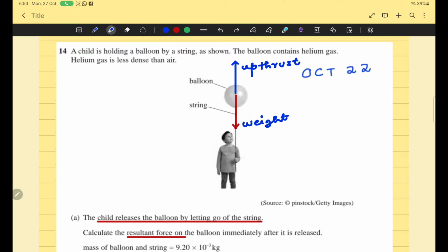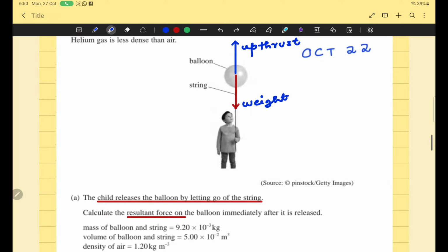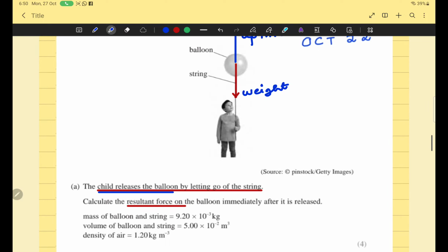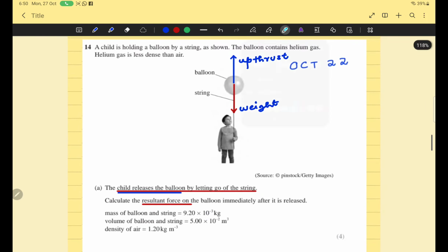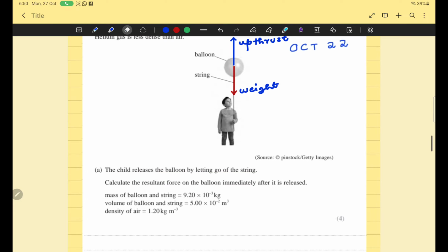Okay, but we are going to calculate resultant force as the child releases the balloon. And releasing the balloon means he is not holding the string, he is releasing the string. And when he releases the string, then obviously the balloon moves upward without tension in the string. So I am not writing the tension in the string, and I'm solving this question only by these two forces. And in these two forces, upthrust is responsible for the upward motion.